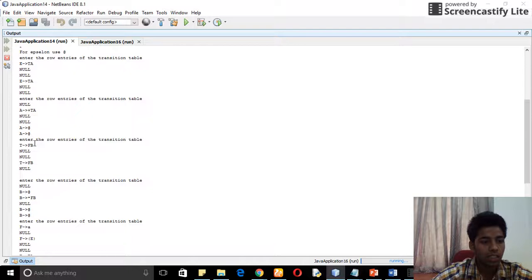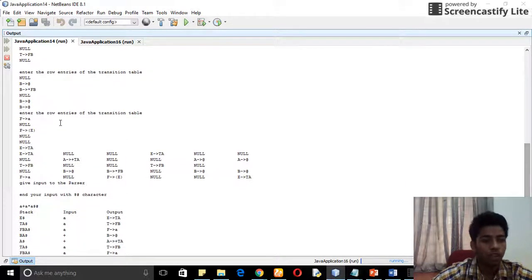Now enter the row entries for T. T produces FB, the others are null. Then B produces epsilon, and B produces star FB, and the rest are null. Now enter the row entry for F: F produces a, F produces bracket E, the rest are null, and E produces TA.